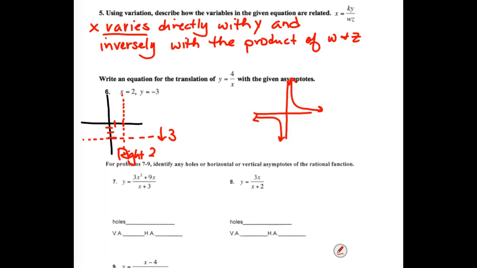So what do we have to do to our equation here to show that we want it to go right 2? All right, agree with that? We put a negative with -2 with the x. It's going to move it right 2. All right, somebody else. How do we show that it moved down 3? Where? On the outside, yep, a minus 3. Okay? So if I give you the asymptotes, you can tell me how that equation shifted.